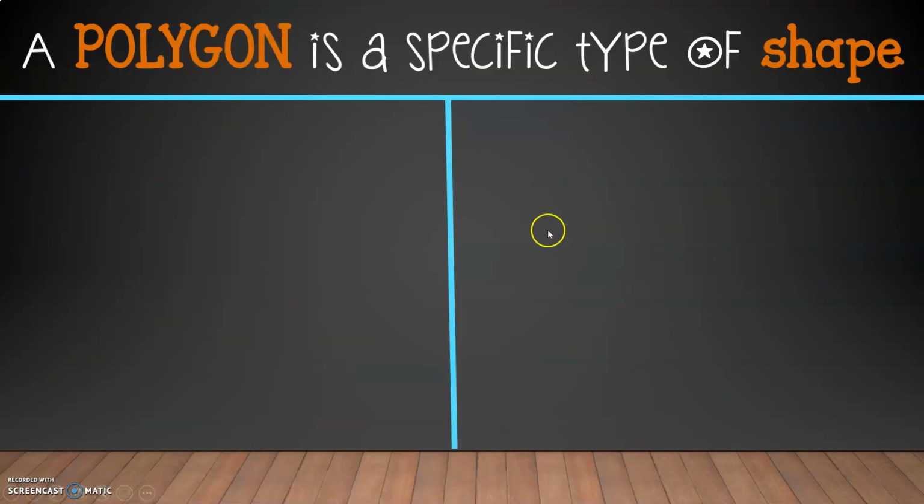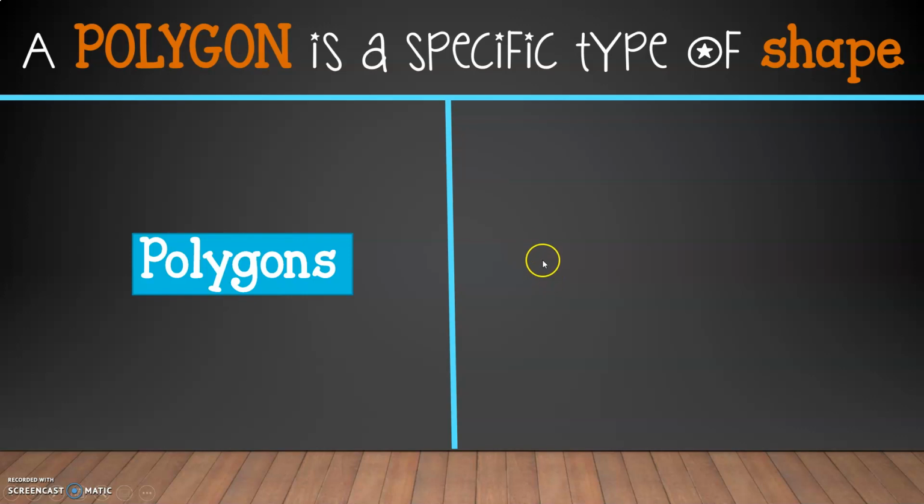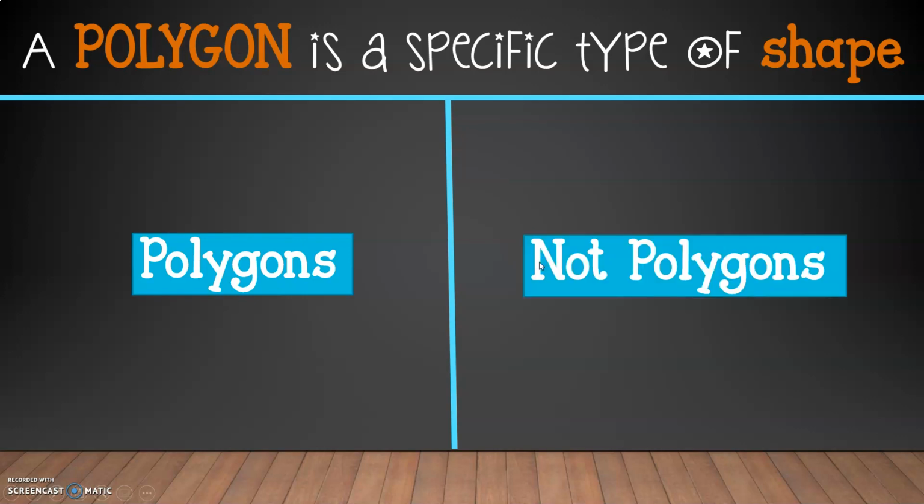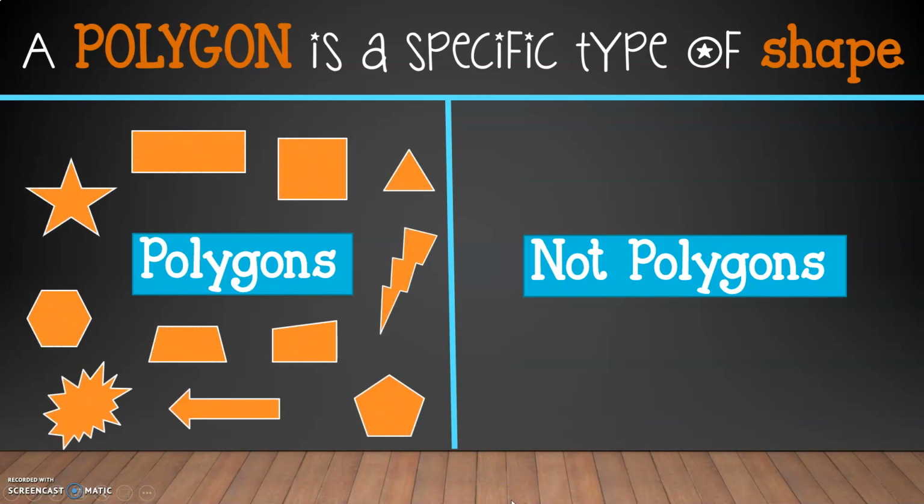All right, a polygon is a specific type of shape. Ever since you were little, you've been able to draw and identify shapes. But today we're going to talk about, in more mathematical terms, the type of shape called a polygon. Let's start by looking at some examples. We're going to look at examples of shapes that are polygons and shapes that are not polygons. Over on the left, we're going to find our shapes that are polygons. Polygons look like this. Take a quick peek at them. What do you notice that they have in common?